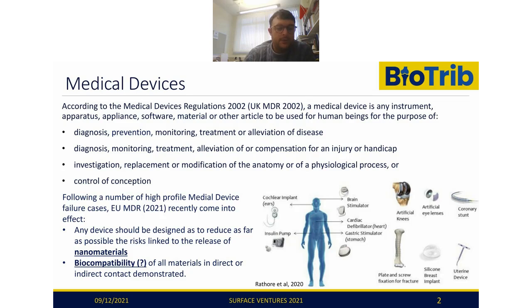Ultimately, because of some of the high level failures and high level revision rates, high level scandals around medical devices, whether it be a metal on metal hip or a breast implant, the EU have redesigned their medical device regulations, and they've now put an emphasis on the study of nanomaterials and biocompatibility, really to ensure the safety of these devices. And this is a key talking point at the moment in terms of what defines a safe device.